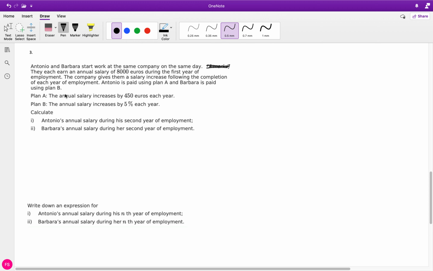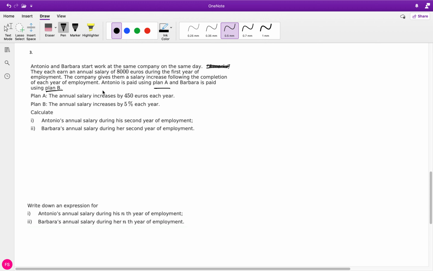This question is about two people. They started to work at the same company on the same day. They have a salary of 8,000 euros during the first year of employment. The company gives them a salary increase following the completion of each year of employment. Antonio is paid using Plan A. Barbara is paid using Plan B. In Plan A, the annual salary increases by 450 euros each year.